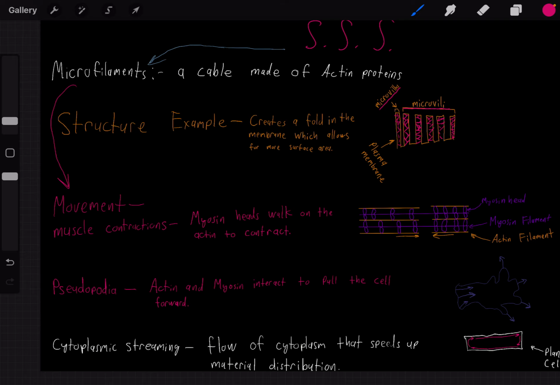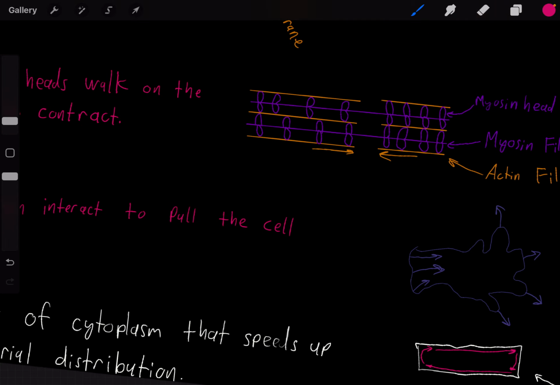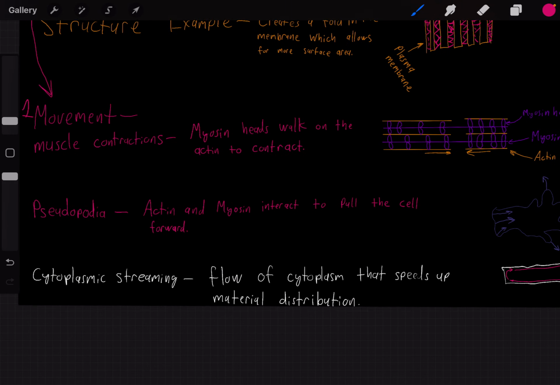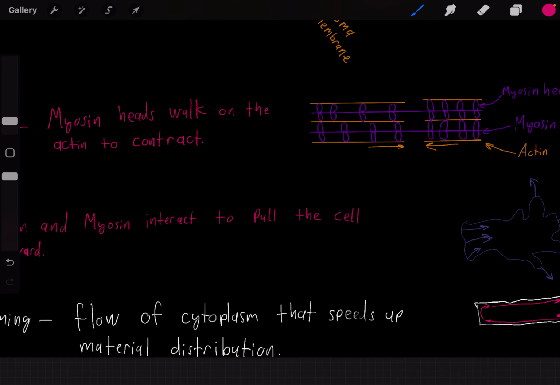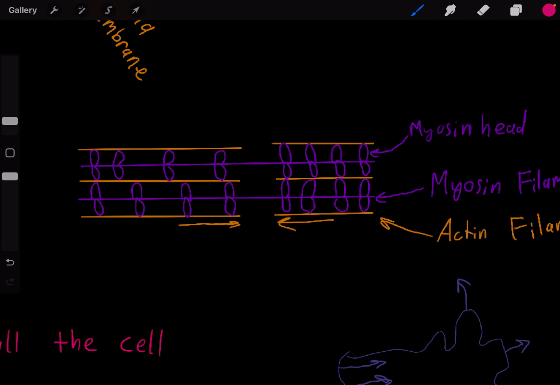Now we move on to movement of microfilaments. There's three types. There's movement of muscle contractions. For example, muscle contraction is basically just myosin heads walking on the actin to contract. So here would be a picture of that. We have the myosin heads, then the myosin filaments holding the heads, and the actin filaments.